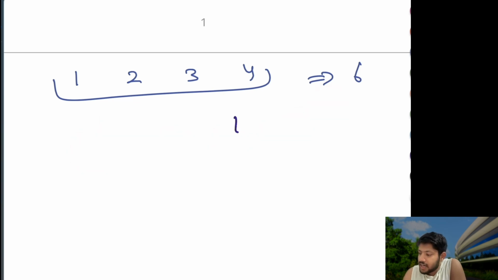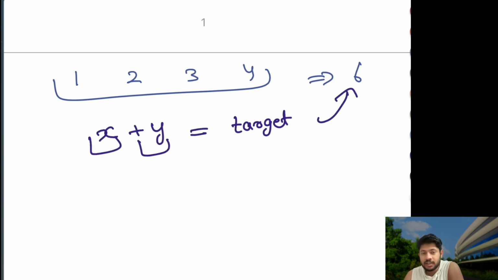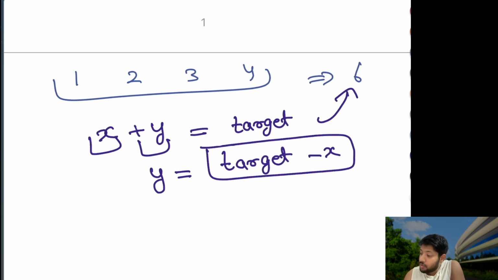So I know the target, right? The target is 6 or whatever it is given in the input. I want to find x, I want to find y. Let us say these are the two numbers. Let us assume that we know this x. Then do we know our y? Yes. If I know x, I can know my y with the formula that y will always be equal to target minus x. Now this value is something we can find out if we have the x, because we know the target. We know the target, we can find the x, then we will know the y. That is what we are going to utilize.